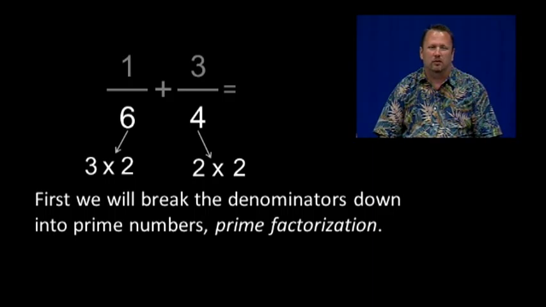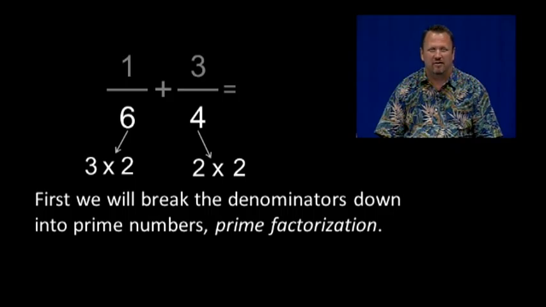Here, 4 is equal to 2 times 2. 2 is a prime number because it cannot be divided further. So we have broken down both denominators into their prime numbers. Both denominators have undergone prime factorization.